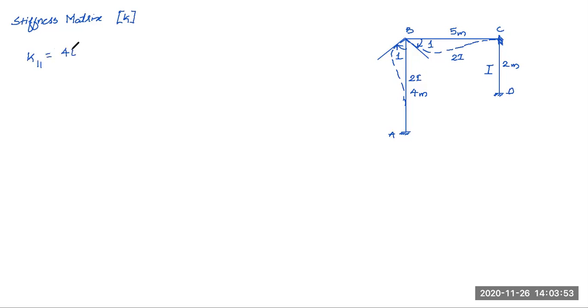It is given by 4EI by L over here. So in this case, 4EI by L for BA and 4EI by L for BC. 4E into 2I, because it has moment of inertia 2I, divided by 4, plus for member BC it is 4E into 2I, that is also having moment of inertia 2I, divided by what? 5 meters. So this divided by 5 meters.